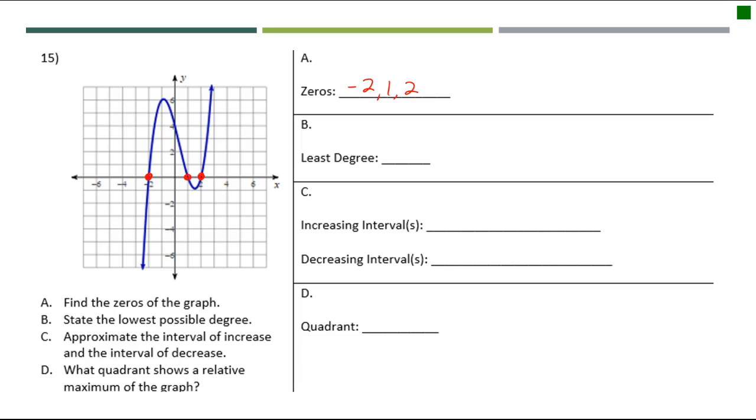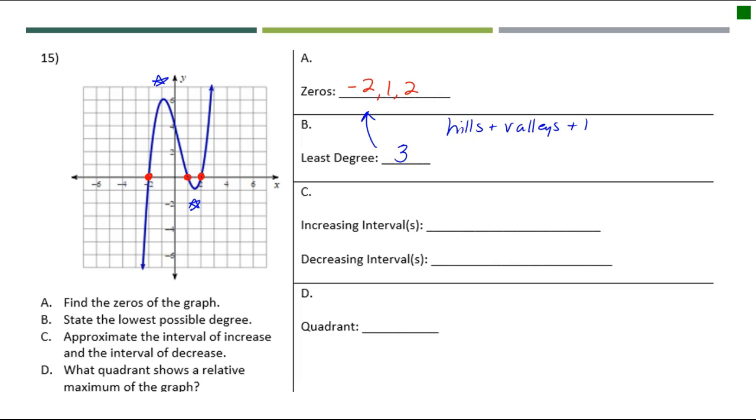For the least degree, remember that we're going to do the number of hills plus the number of valleys, and then you always add 1. So basically I'm looking for maximums and minimums plus 1. So I have a hill here, a valley here, so that's 2, plus 1 would give me 3. This also corresponds to the number of zeros that we have up here. So 2 different ways to do the same thing.